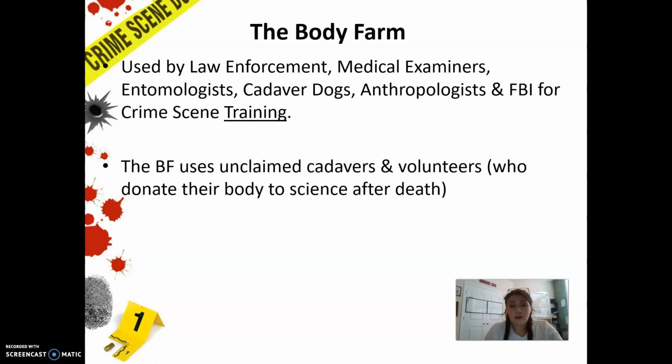So they let people go out there and train: medical examiners, other anthropologists, FBI, and the cadaver dogs, so dogs that go and look for bodies that are buried. There are a lot of opportunities there for people to train at these facilities as well.